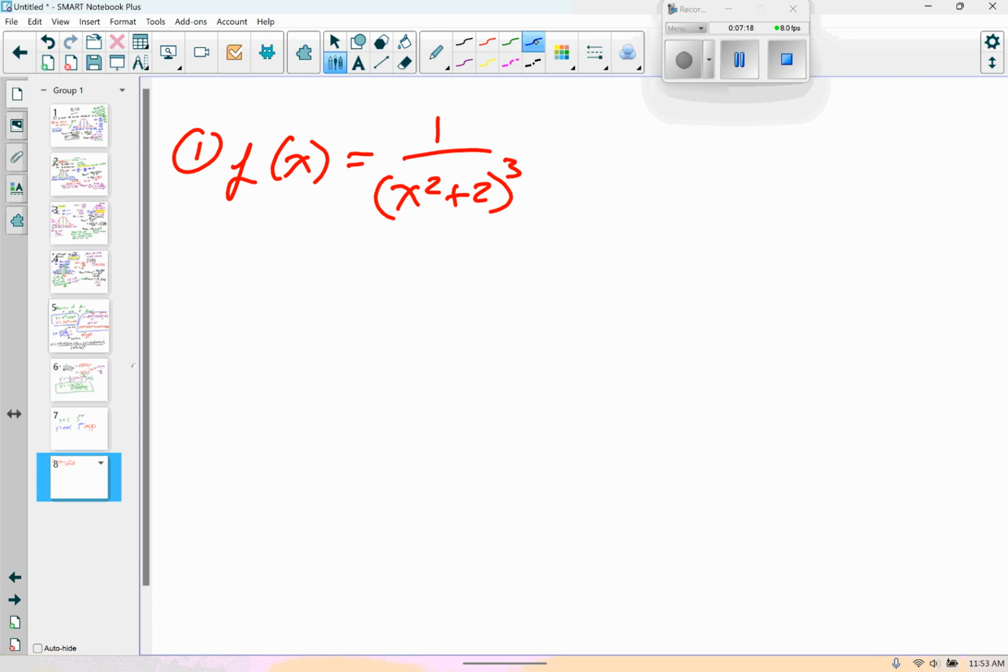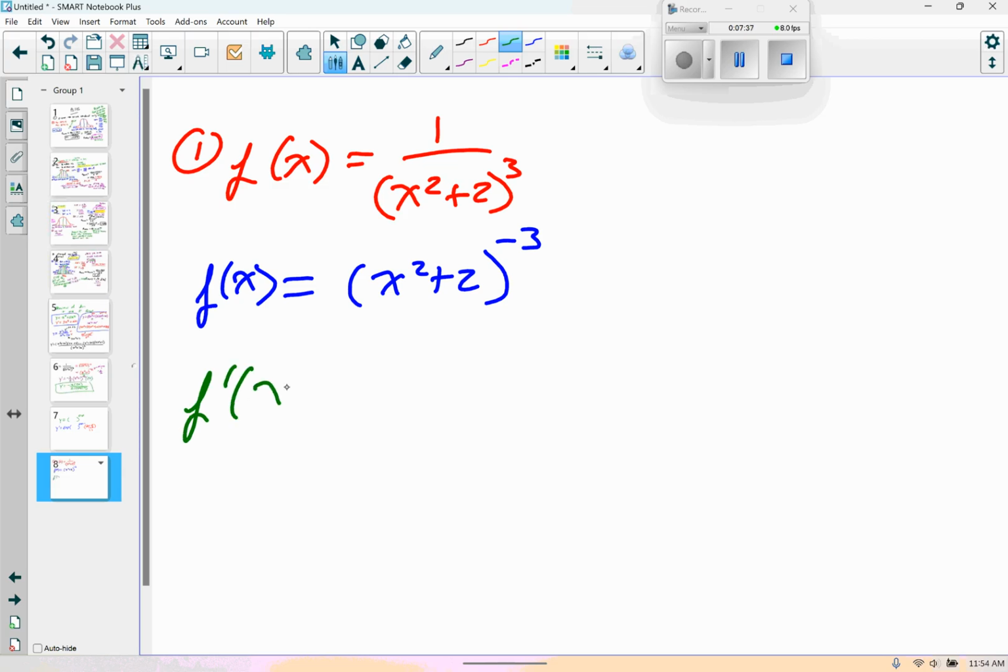All right, this is one of the new rules. Agree? The new rule I just went over. So I'm going to change that to f of x equals x squared plus 2 raised to the negative 3 power. So negative 3 power because I moved it out of the exponent. Okay? If I want to find the derivative of it, I'm going to go negative 3, so that came down front, times the quantity, and I need to subtract 1 from that, so it's now to the negative 4.